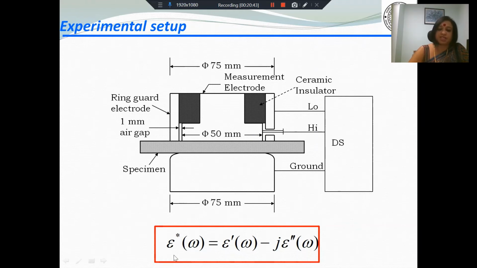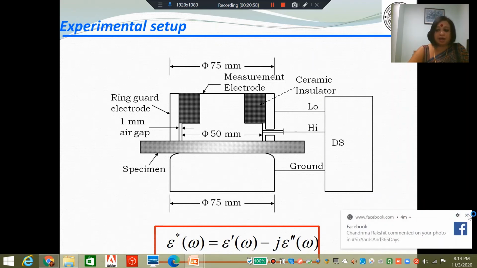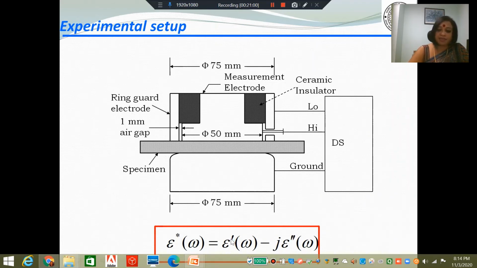So permittivity is a complex quantity. It has a real component and it has an imaginary component, which we have already discussed. The real component is due to the energy storage capacity of the material, and the imaginary component is due to the losses in the material. And therefore, if you can measure these two quantities as a function of frequency, you should be able to get a measure of the different polarization processes. So therefore, epsilon star of omega is equal to epsilon dashed as a function of omega minus j epsilon double dashed as a function of omega.